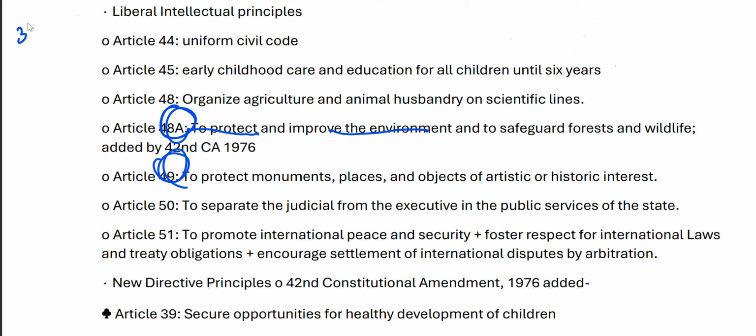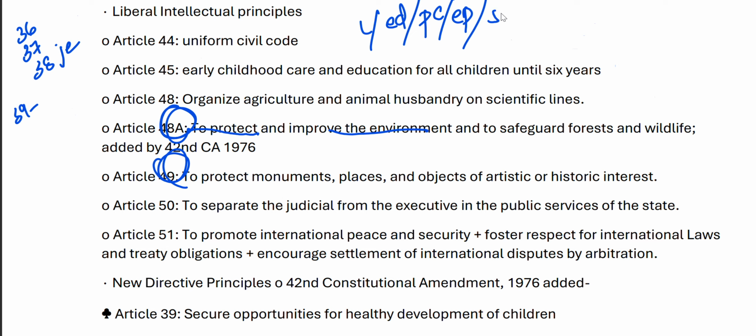Now from the first, 36 is the definition of the state, 37 is related to DPSP and governance. 38 is justice and equality, 39 is livelihood. Once livelihood is being given, we have equitable distribution of the resources and prevention of the concentration of wealth, equal pay for equal work, strength and health of the workers and the children from forceful abuse, and opportunities for the healthy development of the children. Now this opportunity for the healthy development of the children is 39F. It is by the 42nd Constitutional Amendment Act, and 39A, free legal aid, is also by the 42nd Constitutional Amendment Act as well.